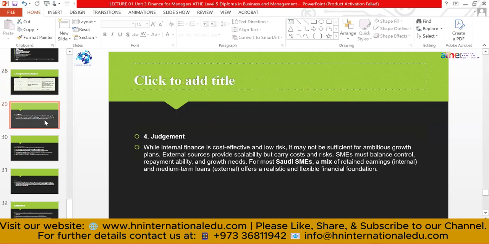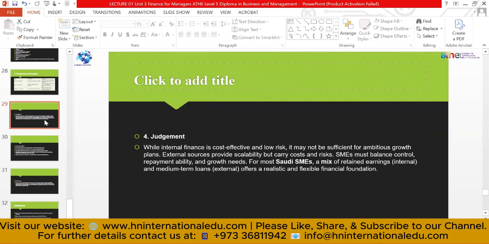Judgment. While internal finance is cost effective and low risk, it may not be sufficient for ambitious growth plans. Why is it not sufficient for the growth plan? Because obviously it's a restriction, a limitation, that we can only use the finance within the business. External sources provide scalability but carry cost and risk.